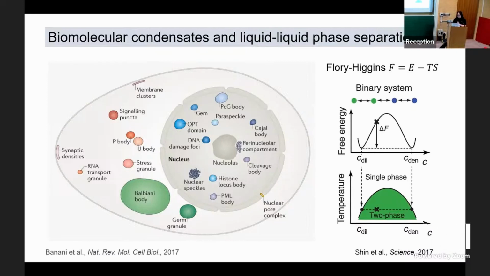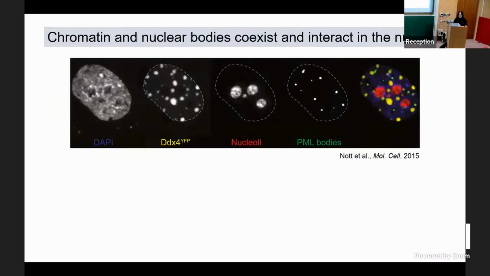Okay, so now let me draw your attention to the condensates in the nucleus. Many condensates reside in the cell nucleus and they interact with the chromatin. And in fact, the previous speaker was already mentioning, right? The nucleoli really exclude the chromatin.